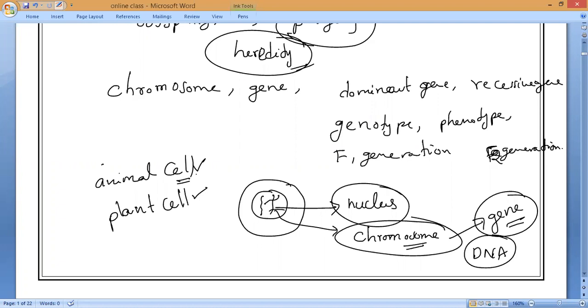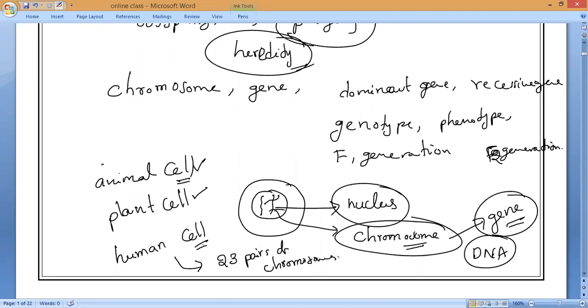Now, different organisms have different numbers of chromosomes in their nuclei. It's not that all organisms have the same number of chromosomes. For example, if you take the human cell, as we are considered animals, the normal cell of the human body contains 23 pairs of chromosomes.